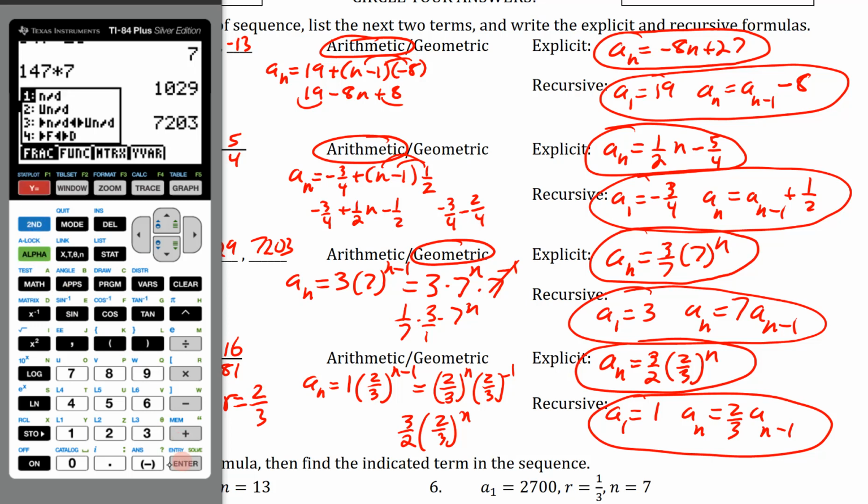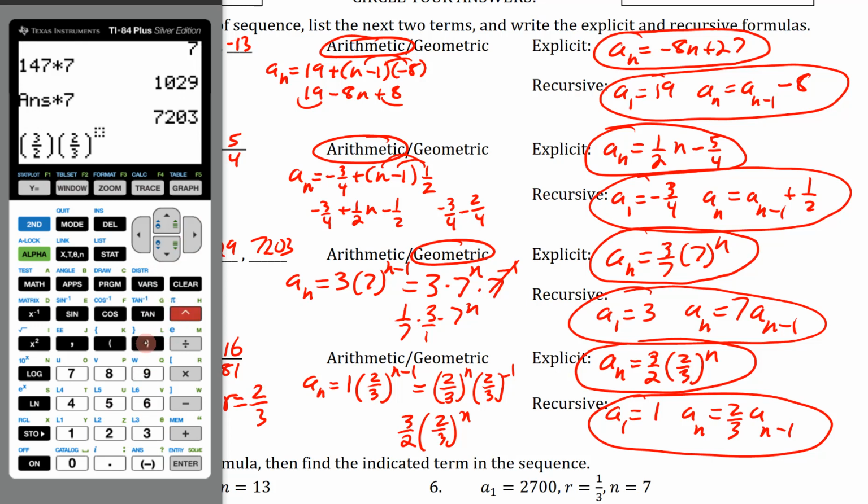And then we're going to do, let's see, 2/3. 2/3, close the parentheses, and then we're going to raise that to, if I want the fifth term to get that 16/81st, the fifth term, I plug in a 5. So I'm going to put a 5 right here, hop down here, and make sure that that looks good. And lo and behold, look what it gives me, 16/81st. So we are all set.